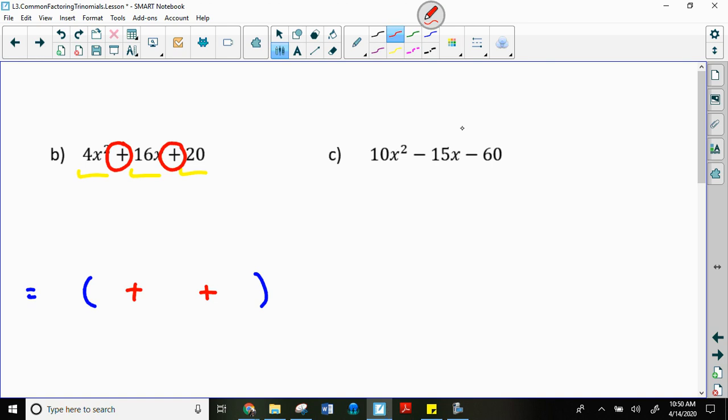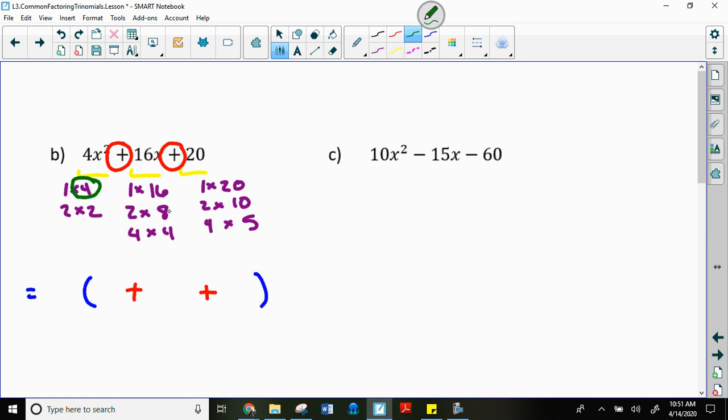So let's do some factoring. 4: 1 times 4, 2 times 2. 16: 1 times 16, 2 times 8, 4 times 4. 20: 1 times 20, 2 times 10, 4 times 5. My brain shut off there for a second. So what's common? If we look at all of these, this one's got a 4, this one's got a 4, this one's got a 4. Now they all have 2's. That's not wrong, but we want the biggest number. So we're going to go with the 4.